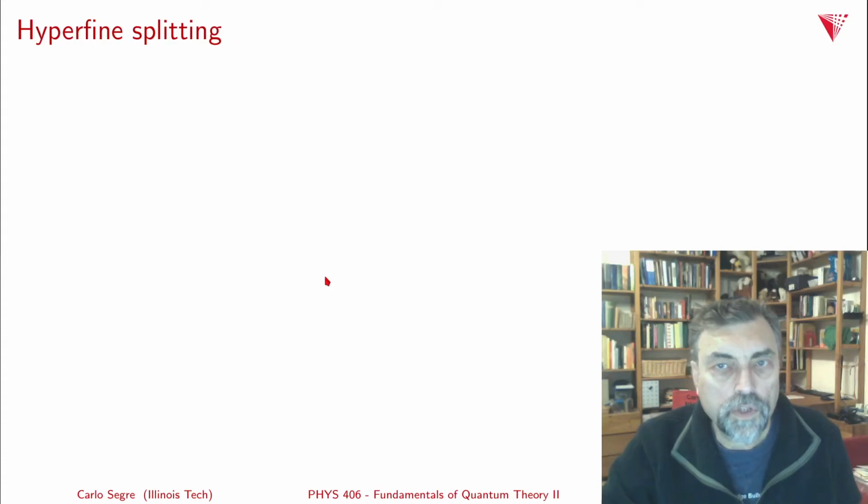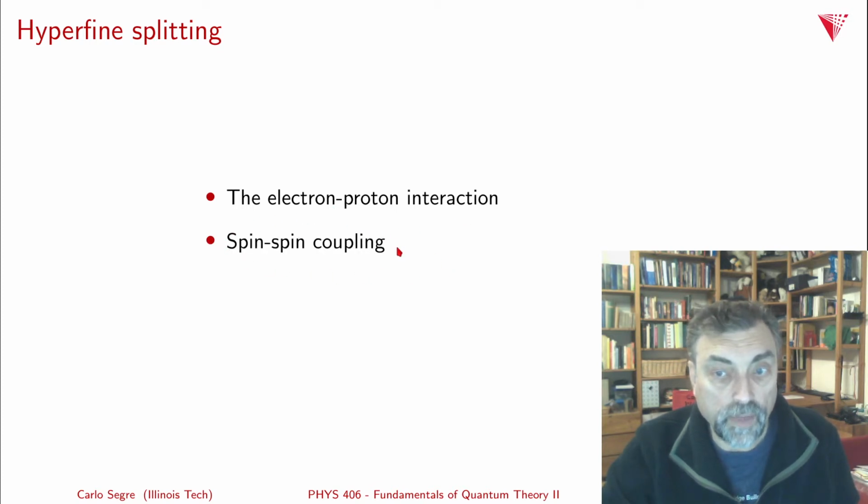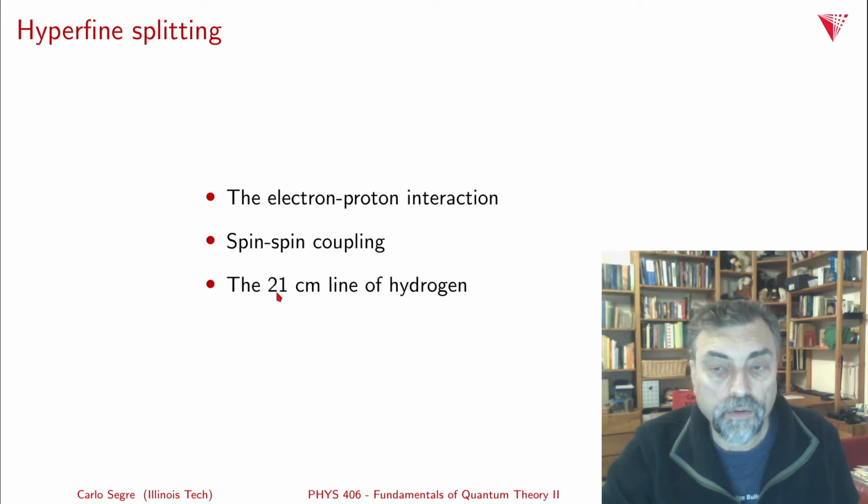We conclude the chapter on time-independent perturbation theory by talking about the hyperfine splitting. We'll start by talking about the electron-proton interaction, the spin-spin coupling that arises from that, and then talk about the 21 centimeter line of hydrogen.